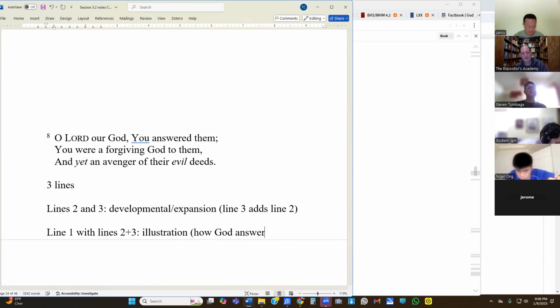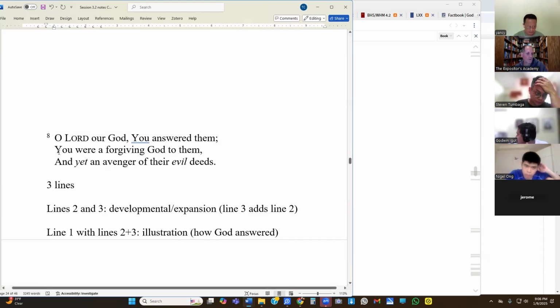Yeah, that's what I went with initially. It could be expansion: you answered, you forgave, an avenger. But I think it's the way it's describing, you were a forgiving God and an avenger. I think it's illustrating or explaining. The second two lines are explaining the first. Okay.